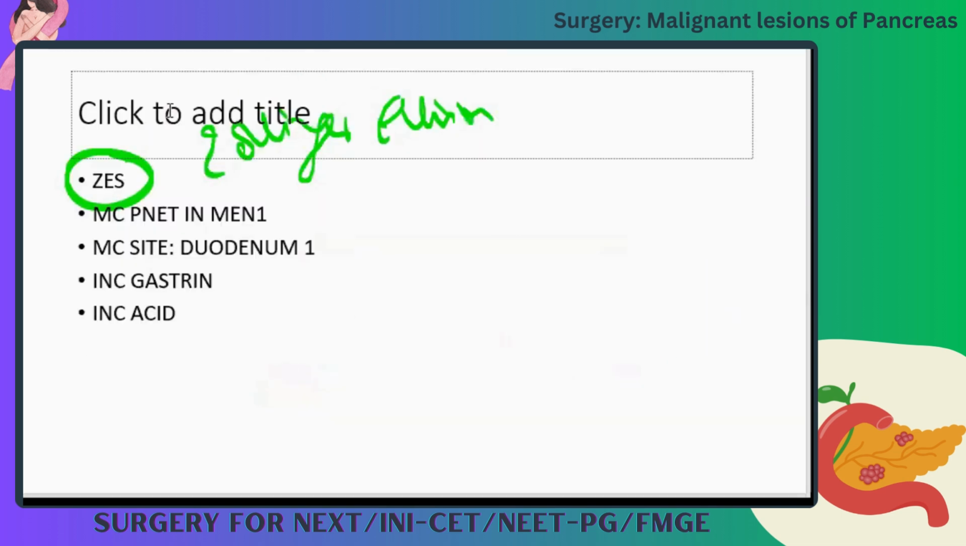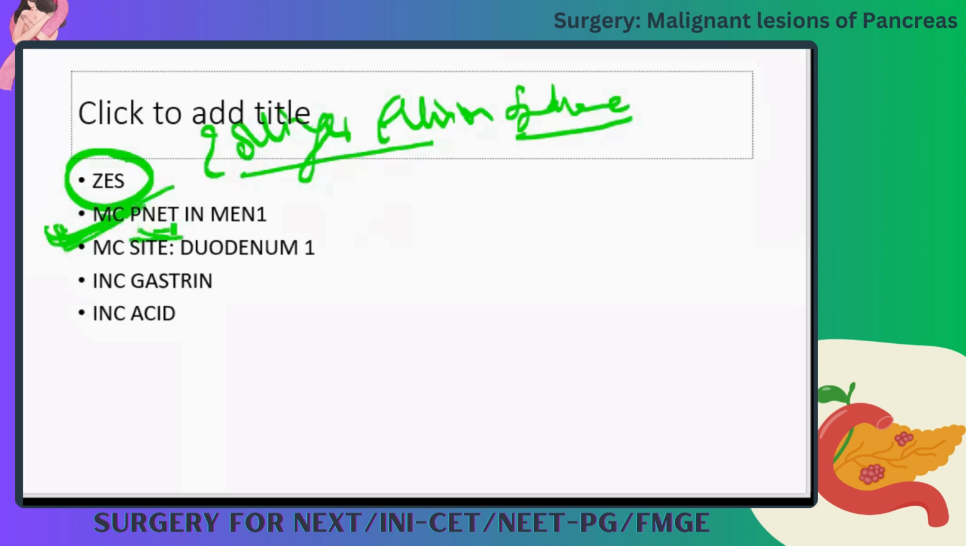So this Zollinger-Ellison syndrome. If the gastrinomas are there, it is known as Zollinger-Ellison syndrome, with high gastrin secretion. If there is increased gastrin secretion, what will the patient present with? Ulcer, peptic ulcers. Very good. So remember, this is the most common pancreatic neuroendocrine tumor in MEN 1.